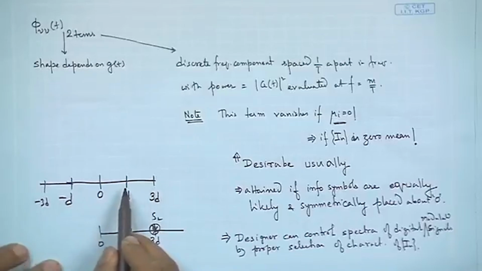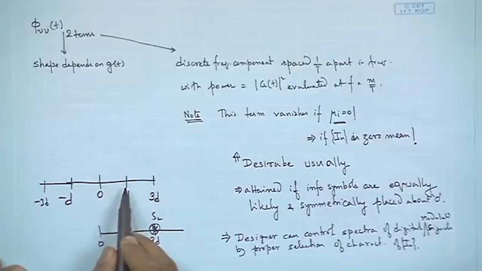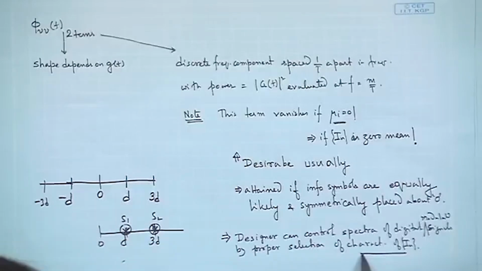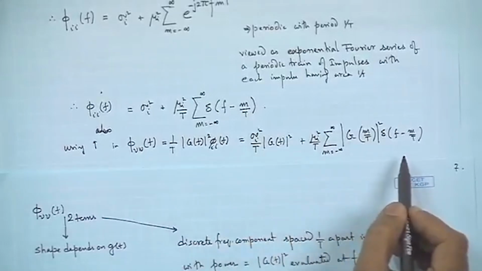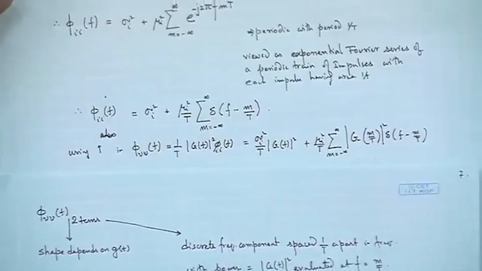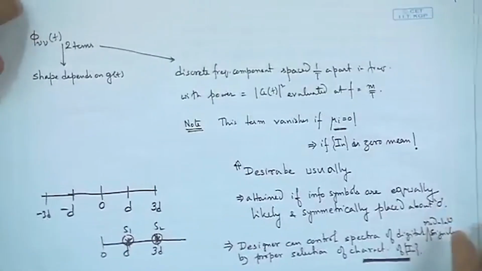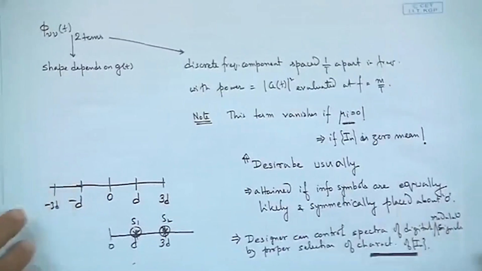So, that means the designer can control the spectrum of the digitally modulated signal by properly selecting the characteristics of I_n. You have an option of choosing some characteristics of I_n, thereby you could control the spectrum, which is apparent in this particular expression. So, that is how we connect the spectrum of the signal.